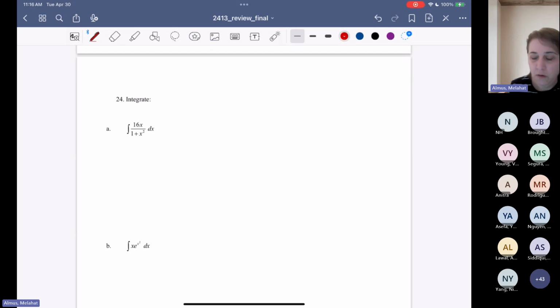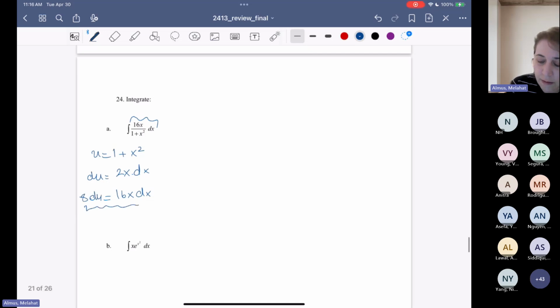All right, this is a typical u sub again with integral of 16x divided by 1 plus x squared. X versus x squared in the denominator is your typical case, with u equals 1 plus x squared. du is 2x dx. What you have is 16x dx. So that's going to be 8 du's, right? You can do that inside the integral or in your work. Either way is fine.